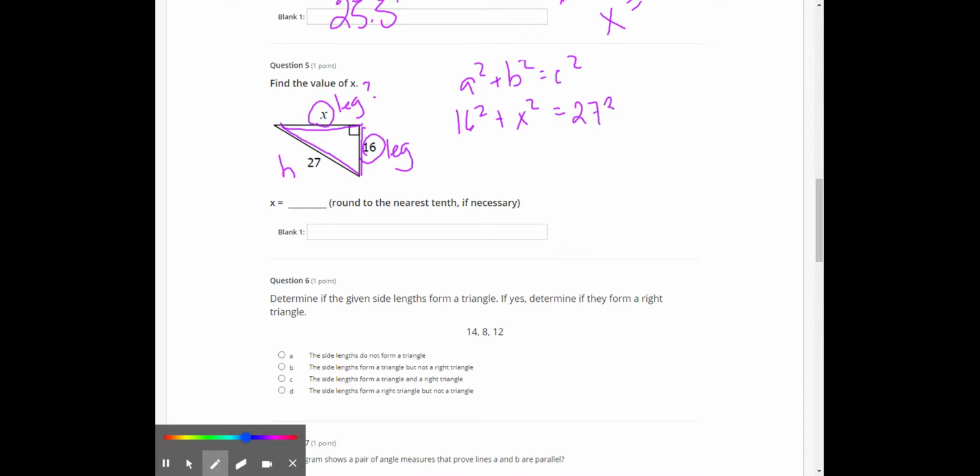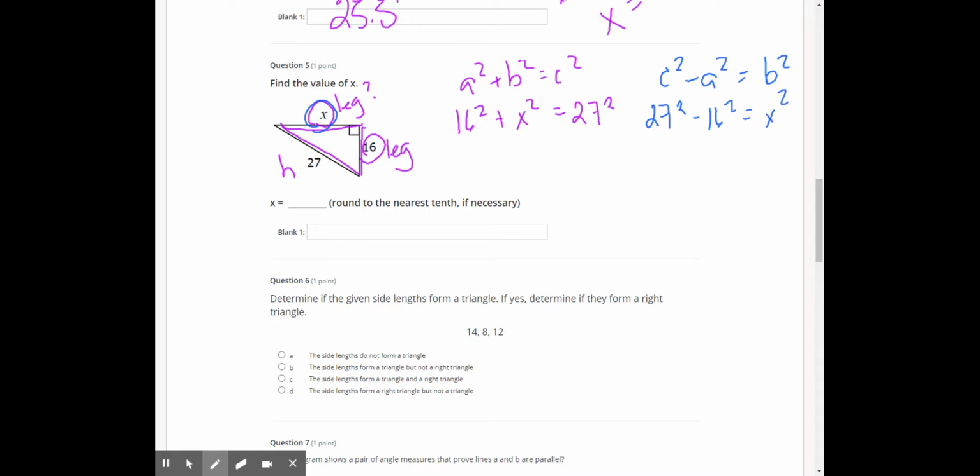Some of you are getting really good at realizing that if you're looking for a leg, you're going to end up subtracting. So some of you are using this formula, which is perfectly fantastic. All you've done is solved for B. So the C would be 27 squared minus 16 squared equals x squared. All that does is take that 16 squared to the other side, which is our very first step. So if we pick up our calculator again, or actually since Desmos is right here, I guess I can do it here. 27 squared minus 16 squared is 473.